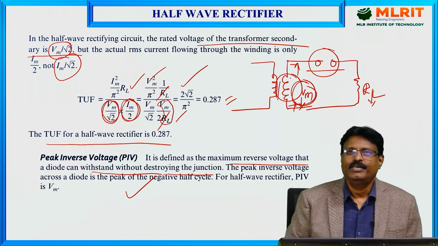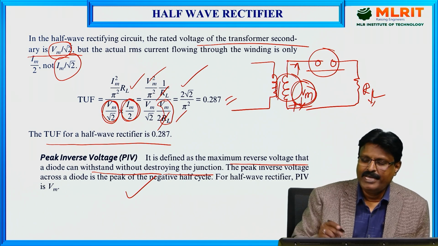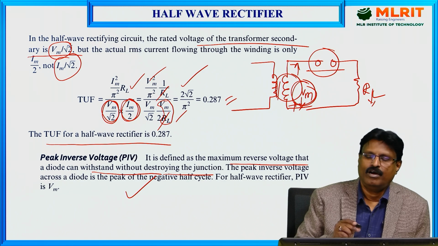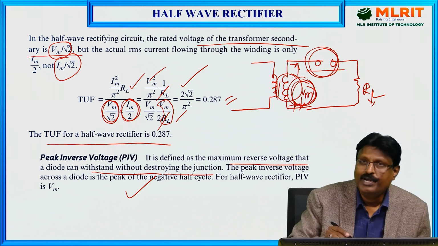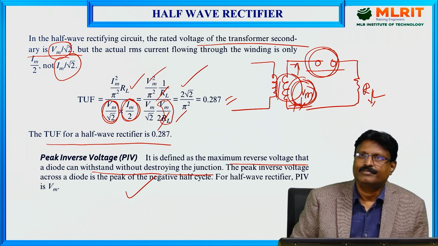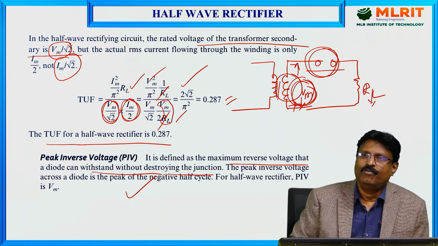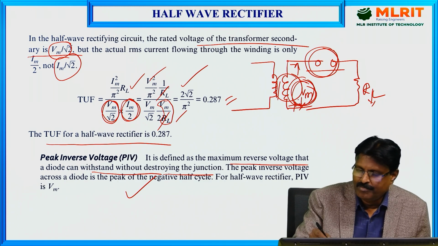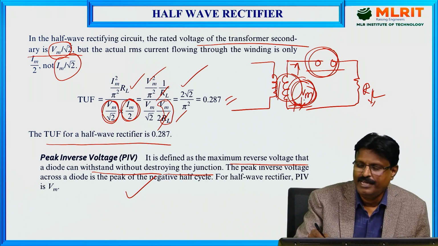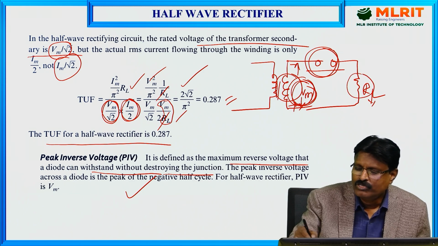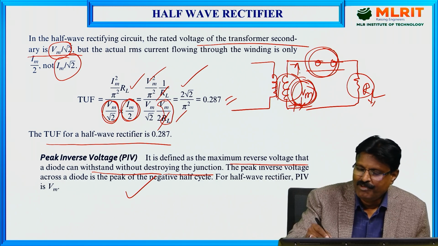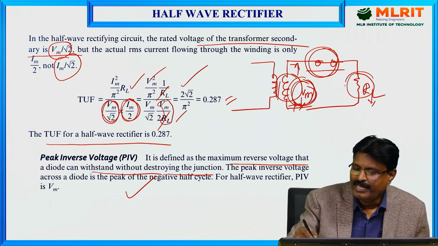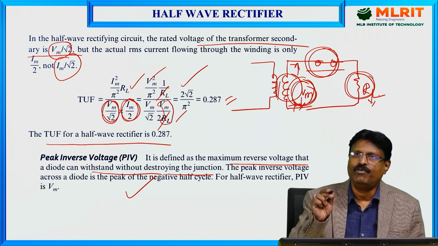So that's why I can call this Vm the peak inverse voltage of the diode in the half-wave rectifier. Why? Because it has to withstand the provided input voltage in the reverse bias. So what is that value? Vm. Whenever the diode is forward bias, whatever the provided input voltage of the secondary will appear across the load resistance RL. Why? Because this particular diode will be forward bias. It offers no resistance. So whenever you are providing Vm here, that Vm will appear across the load resistance RL whenever the diode is forward bias.